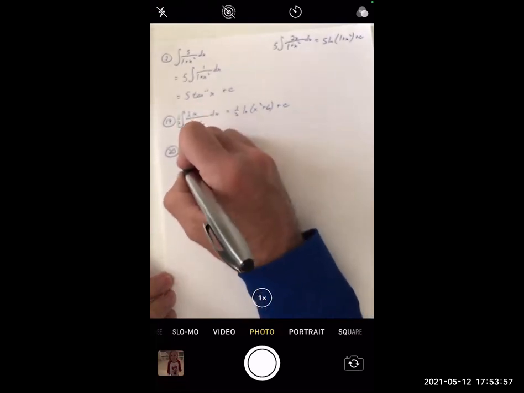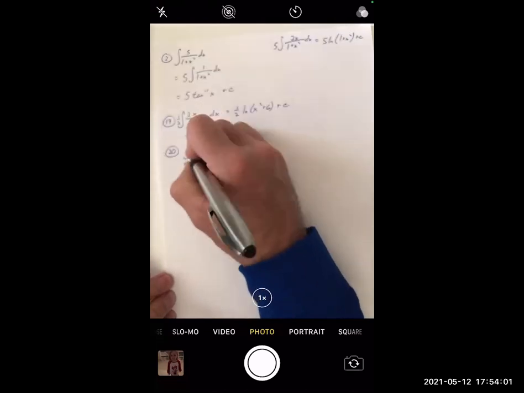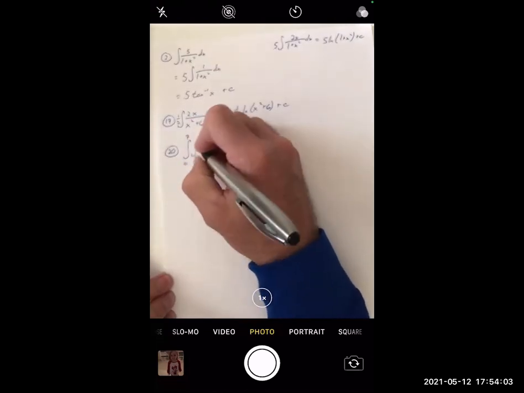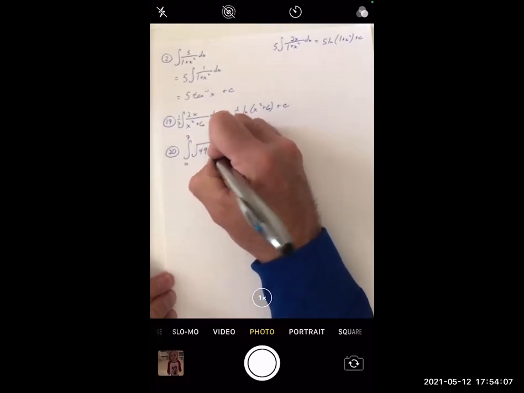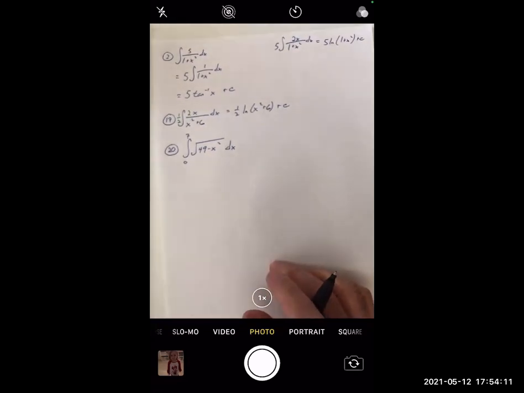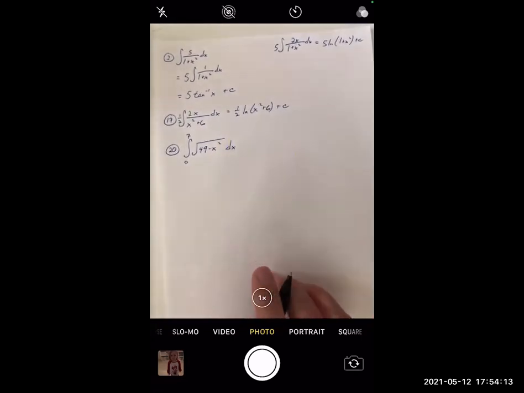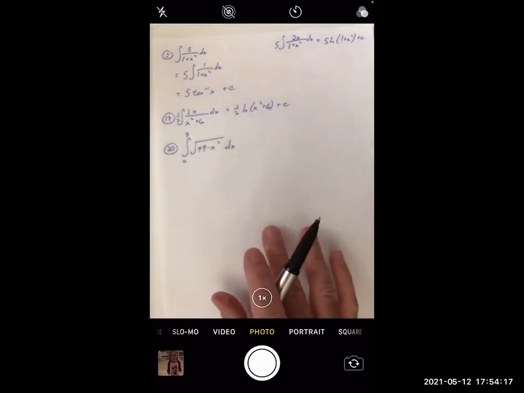That was the integral from 0 to 7 of root 49 minus x squared dx. The other version just had different numbers, but you do it the same way.